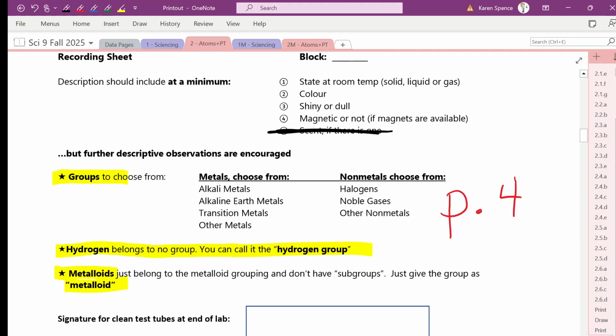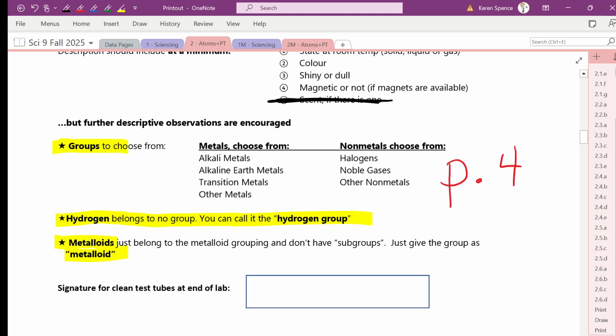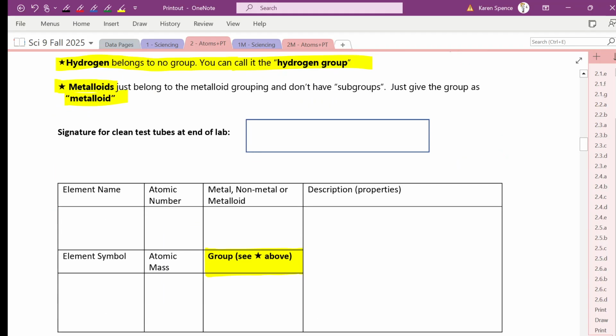And we're not going to worry about the signing for clean test tubes because that's going to happen next week. We'll do the chemical testing next week. This week, we're only looking at physical properties, things where we don't actually have to change the matter. Next week, we're going to look at chemical properties where we actually make changes to the matter. Okay?